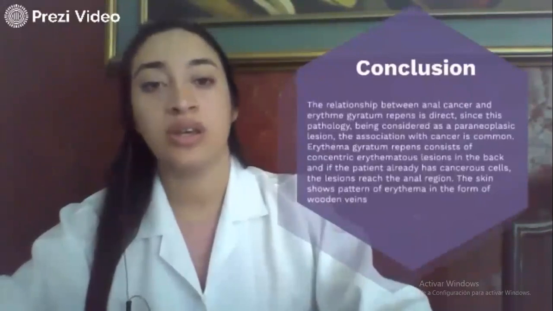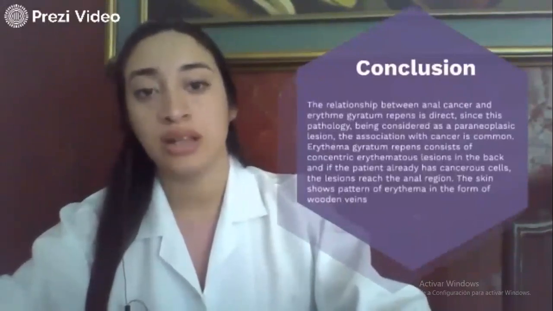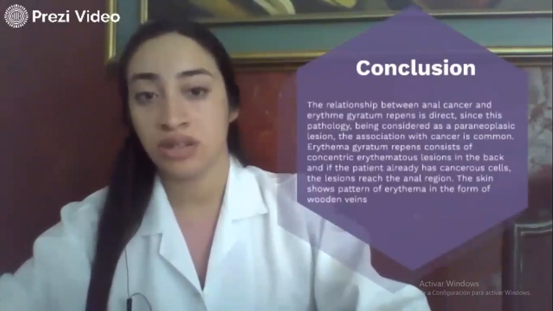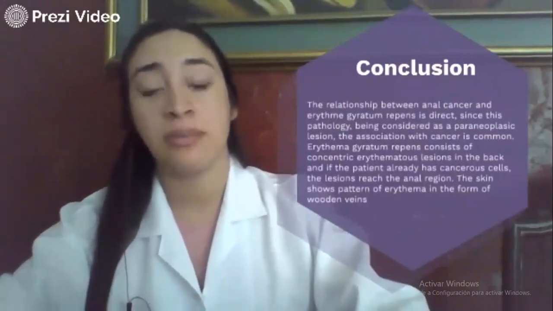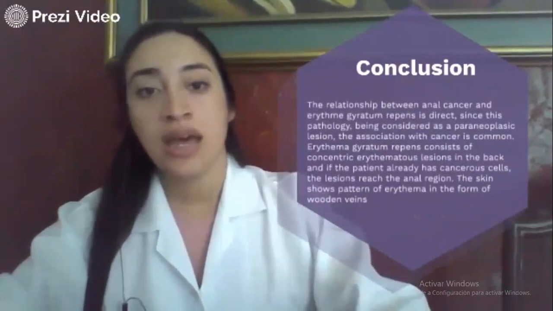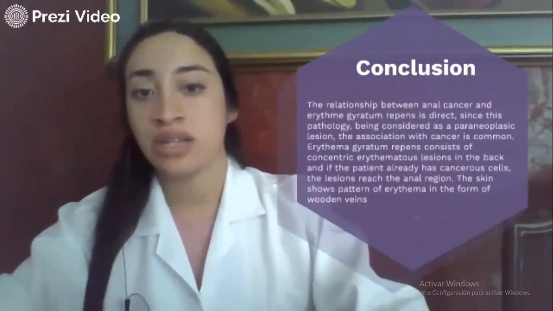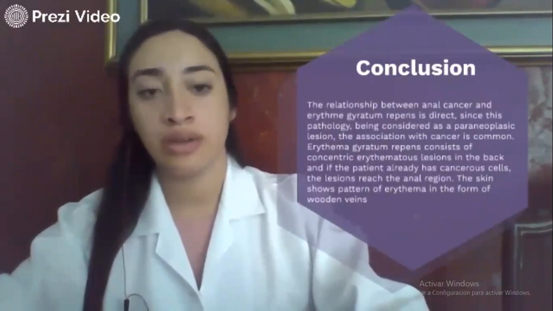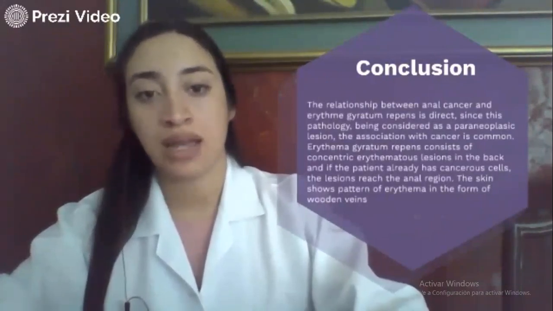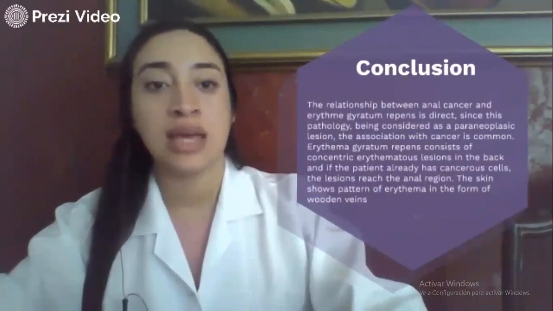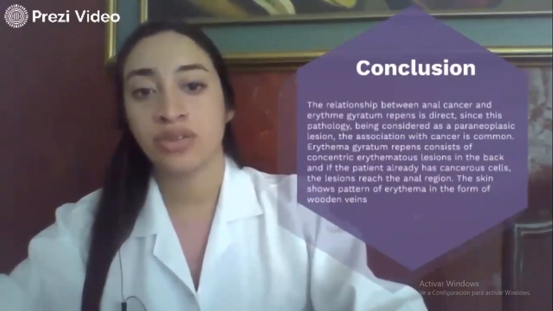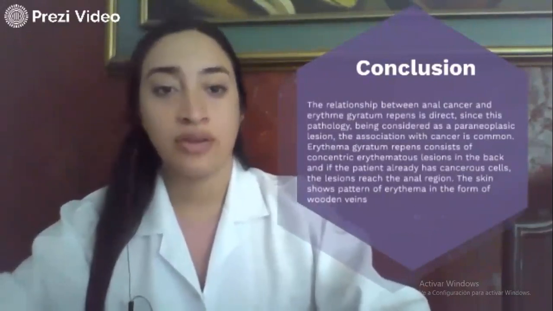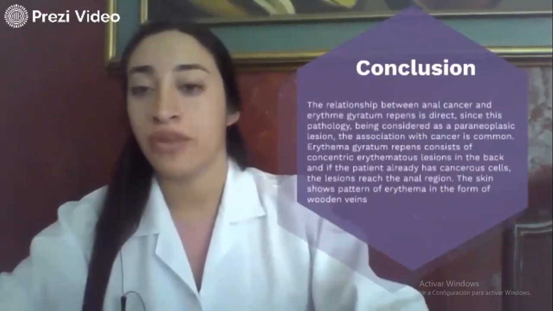Also, in conclusion, the relationship between anal cancer and erythema gyratum repens is direct, since this pathology, being considered a paraneoplastic lesion, is commonly associated with anal cancer. Erythema gyratum repens consists of concentric erythematous lesions on the back, and if the patient already has cancer cells, the lesions reach the anal region. The skin shows patterns of erythema resembling wooden veins.